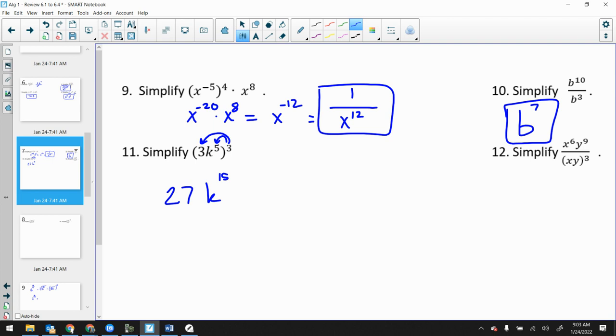Number 12 over on the right side. I've got to distribute this. X to the 6th, y to the 9th over x to the 3rd, y to the 3rd. Okay. Now I subtract exponents. Now I say, okay, x to the 6th over x to the 3rd. 6 minus 3 is 3. 9 minus 3 is 6.